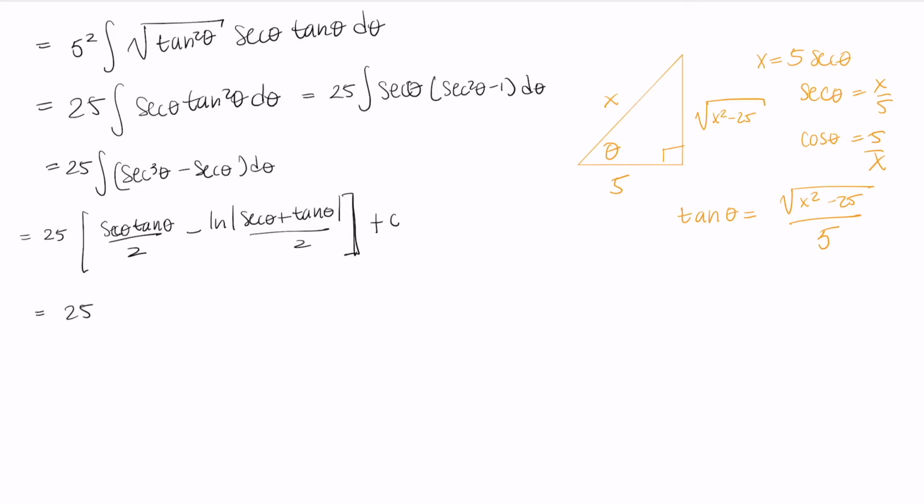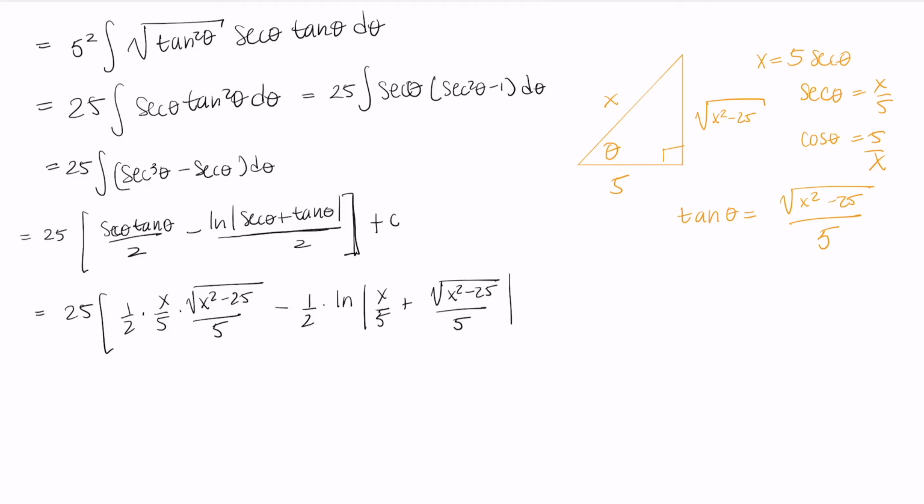So this becomes 25 times 1/2 times secant is x over 5. Tangent of theta is the square root of x squared minus 25. Minus, and then just to make it clear, I should probably make this line a little bit longer. That 2 is under that entire logarithm. So I'm going to write this as 1/2 times the natural log of x over 5 plus the square root of x squared minus 25 over 5. And plus a constant, which I'm going to rewrite as just C1. If you've been following along with my videos, I think you will already be guessing why I'm changing that to a C1. For the rest of you, hang tight, we'll get there.